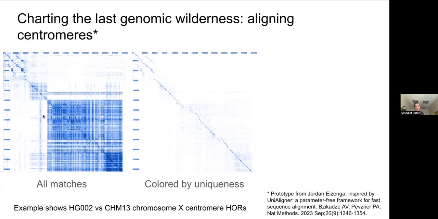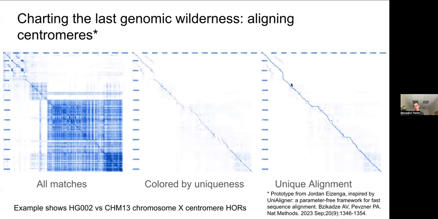So here we've taken that exact same dot plot, and now we're coloring these little subsequences by how unique they are in the genome. And you can see that that fades out most of this self-similar alignment because it's not unique. We just see it over and over and over again, but it's not the same. So once we have that information, then it's possible for us to construct reasonably confident alignments through these regions that I would bet substantial money are correct.